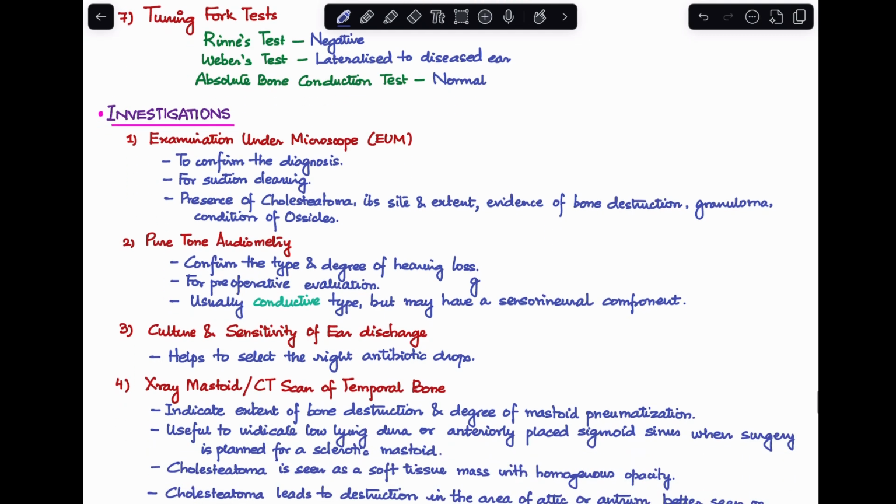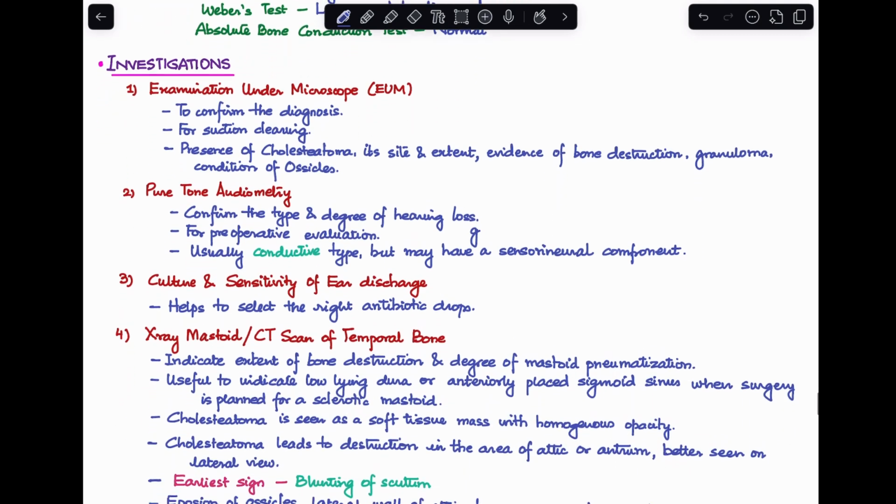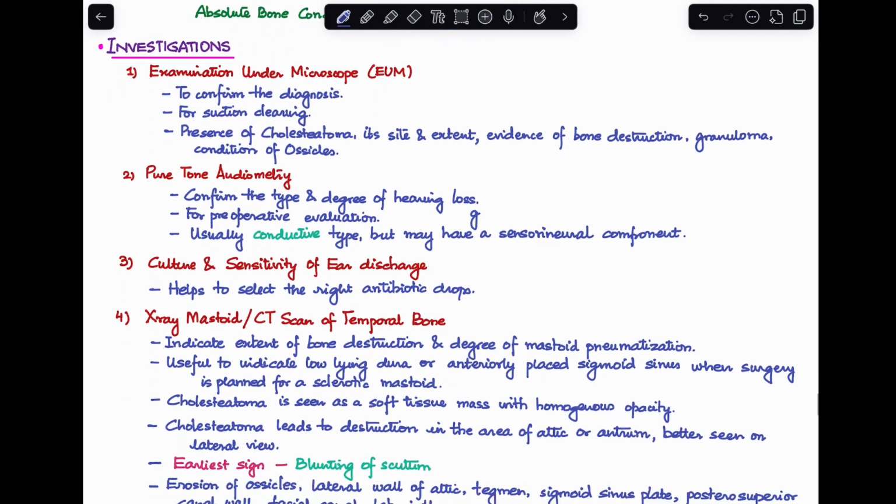Next, we come on to investigations. These are very similar to that of tubotympanic type, where first, in all cases, you have to perform an examination under microscope to confirm the diagnosis, to suction clear the ear, and while doing this, it will help you in understanding if there is any cholesteatoma present. If it is present, where is it present and the extent of it. If there is any evidence of bone destruction, granuloma formation, what is the ossicular chain status.